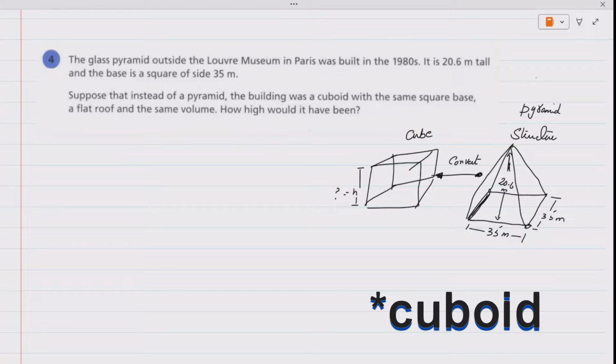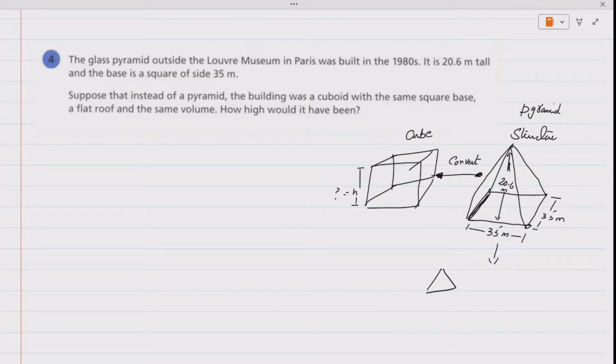Okay, so what we have to do is first disassemble this, right? So we disassemble all the four triangles and the base, and then join them together so that it becomes a cube instead of a pyramid, right? So we have to do this now.